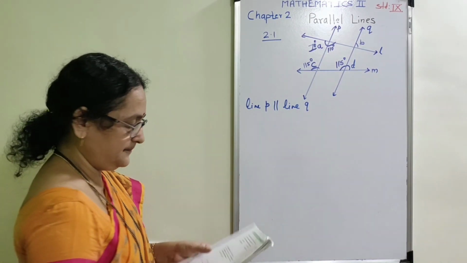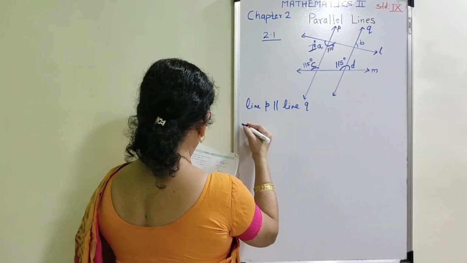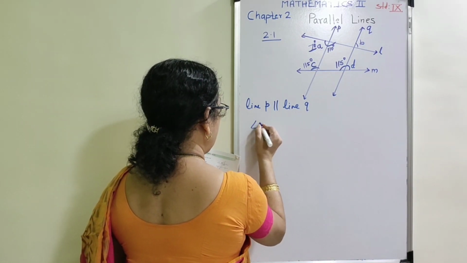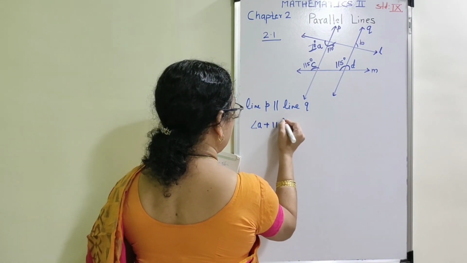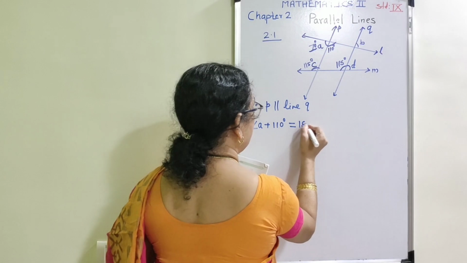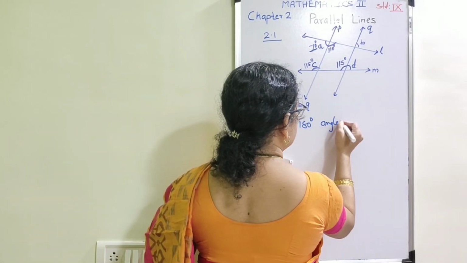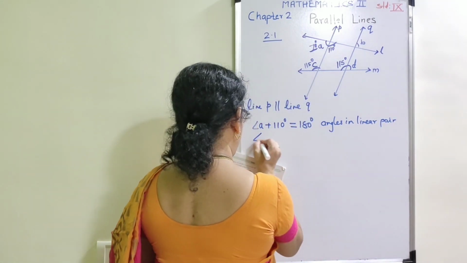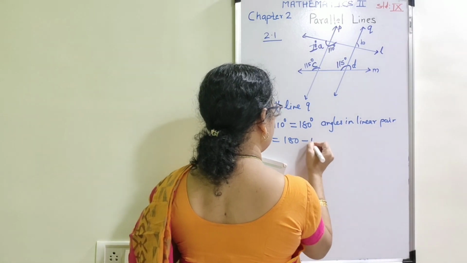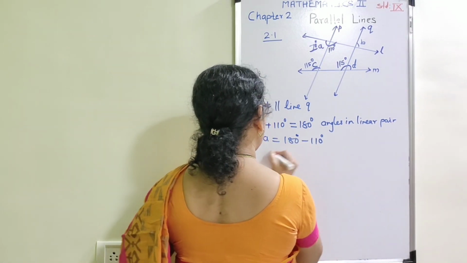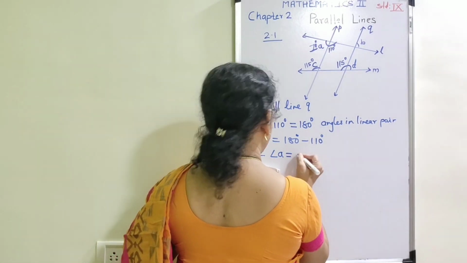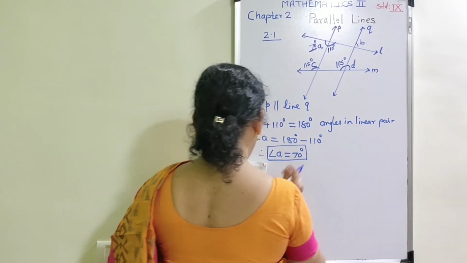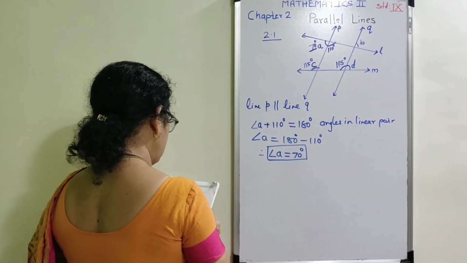We can complete this writing of the given measures. First of all, write the first thing: angle A plus 110 degrees is equal to 180 degrees. Angles in linear pair. Angle A is equal to 180 minus 110 degrees. Therefore, angle A should be equal to 70 degrees. This is your first answer. Angle A is equal to 70 degrees.